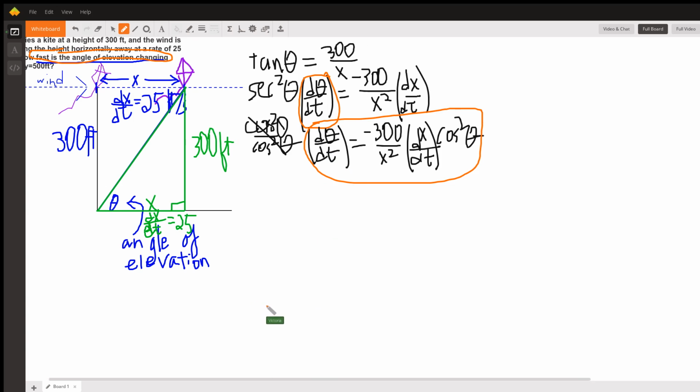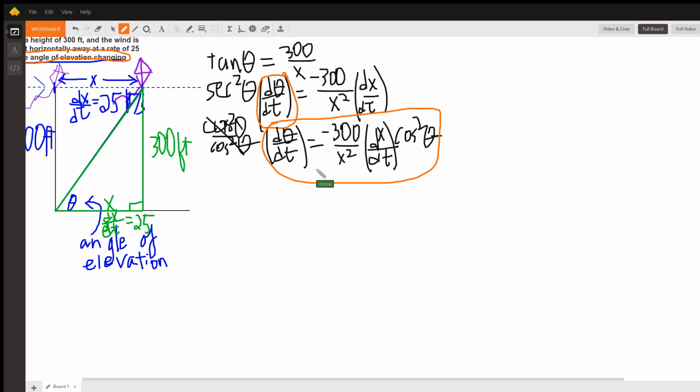And now I just need to plug in numbers. So they do tell us, and I'm assuming, because I don't have any other information to go on, that when they say y is 500, they're calling this y. This can't be y because it doesn't change. So let's have this be 500. Using the Pythagorean theorem, we find out that when that's 500, x is 400.